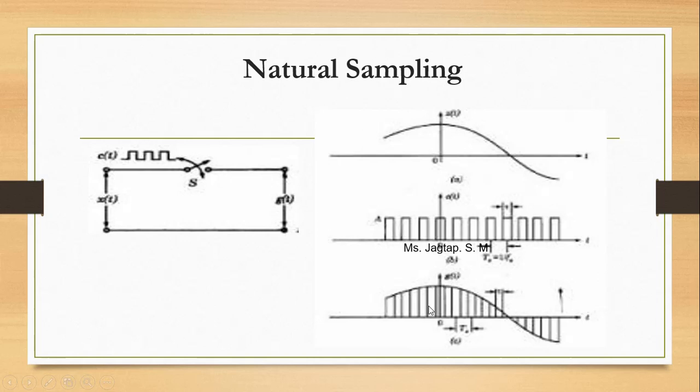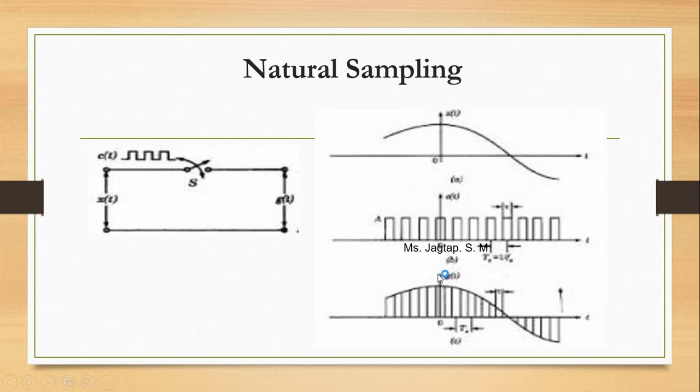The sampled signal is a train of pulses of width tau whose amplitude is varying. These pulses do not have a flat top, but their tops follow the waveform of the signal x of t. The sampling rate is greater than or equal to the Nyquist rate. Natural sampling is also called chopper sampling because the waveform of the sampled signal appears to be chopped off from the continuous time signal x of t.